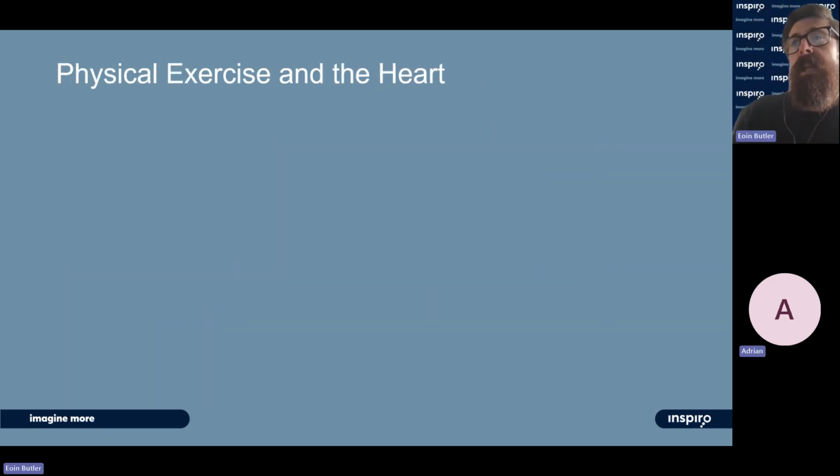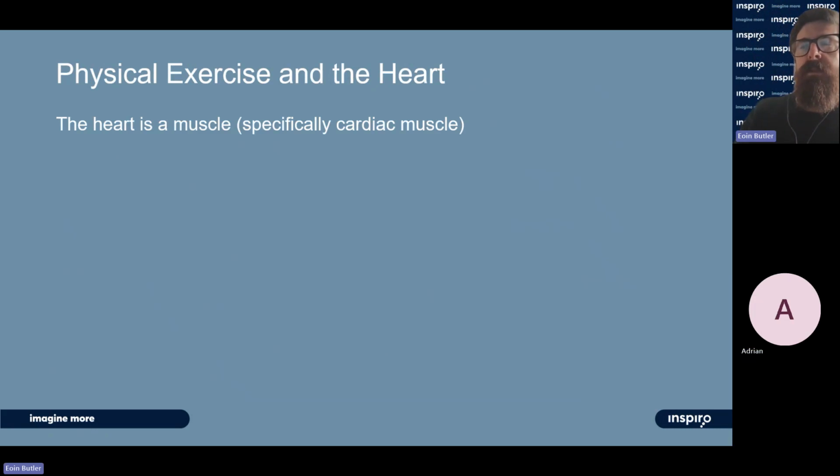Okay. So physical exercise and the heart. The heart is a muscle, specifically cardiac muscle. It improves in response to overload. So challenging the heart, putting it under pressure, if you like, and making it work, will see improvements and will see benefits. So heart rate is very individual.